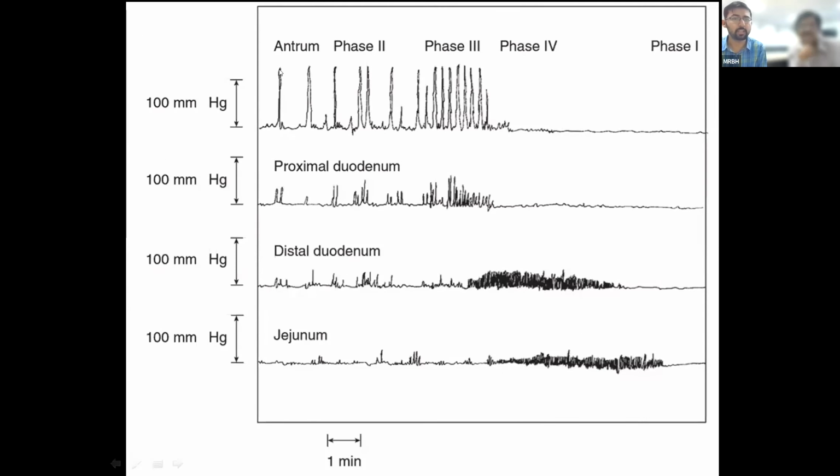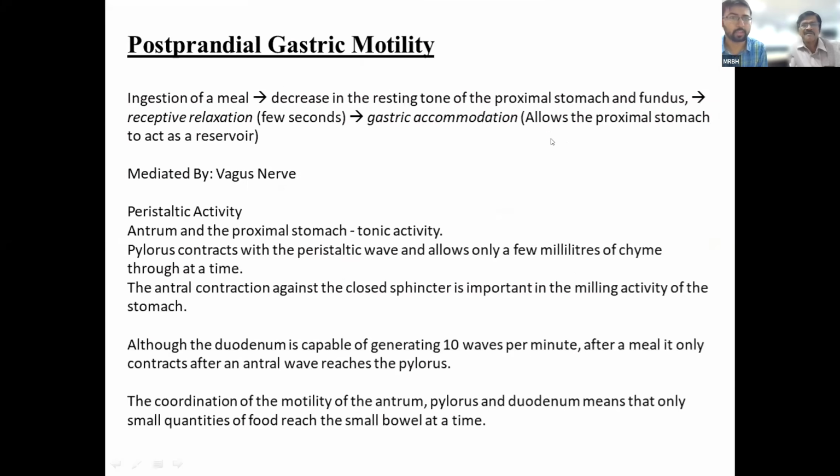Now here, as you see, this is the portion that is related to the stomach. This here is phase 1, where there is a period of quiescence, followed by phase 2 and phase 3, where the electrical activity is the maximum, after which it passes to the proximal duodenum. Now, postprandial gastric motility is different.